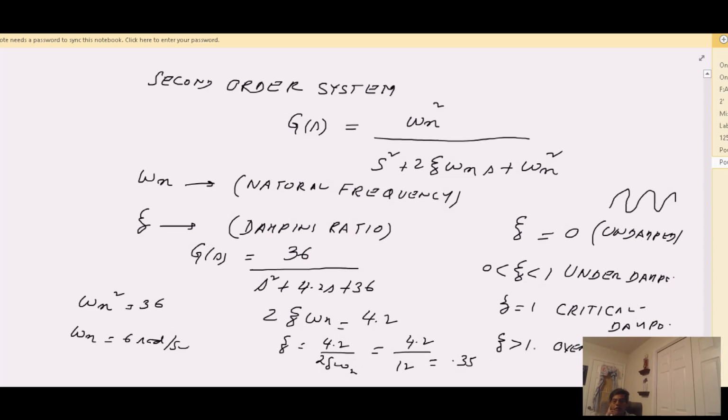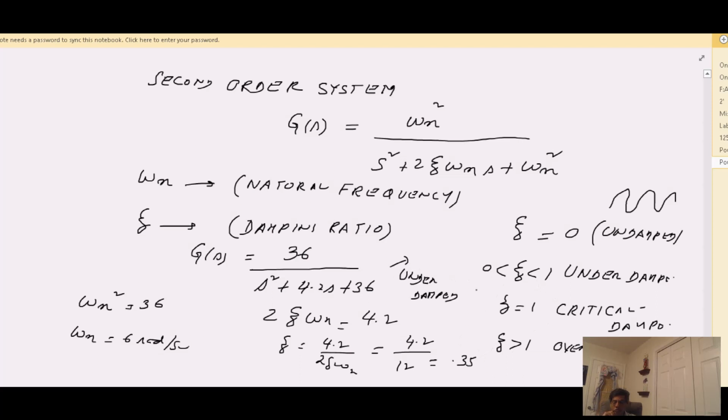Now if you take a look at 0.35, obviously 0.35 is less than 1 and greater than 0, so you can predict, or you can say, this system that we just looked at is an underdamped system. Okay, so this is an underdamped system.